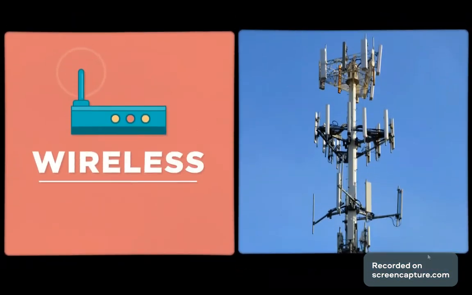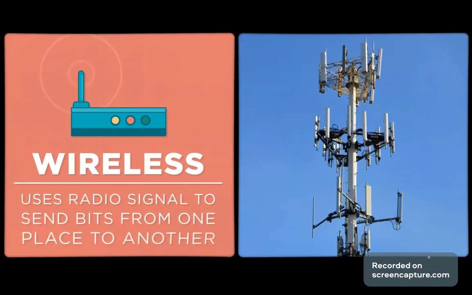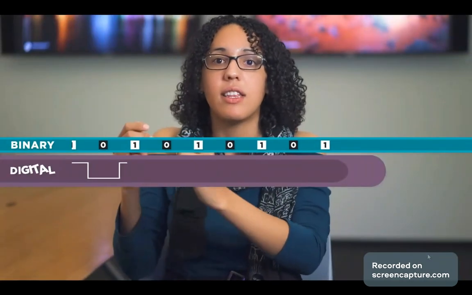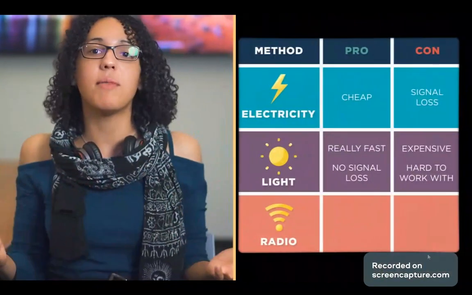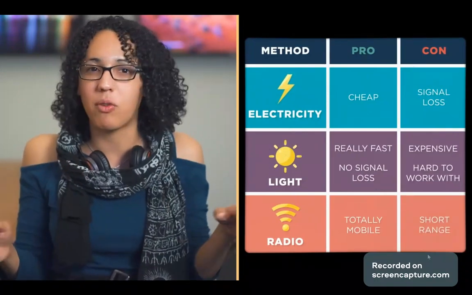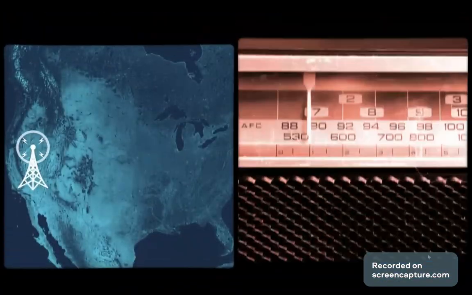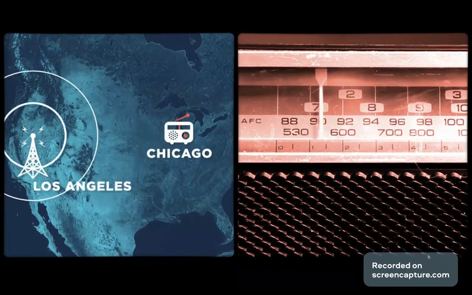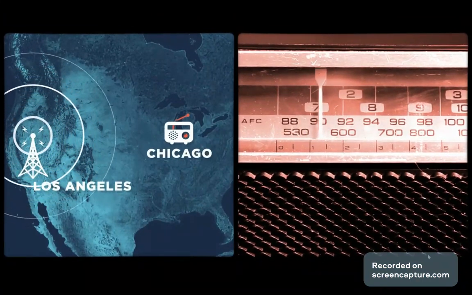Wireless bit sending machines typically use a radio signal to send bits from one place to another. The machines have to actually translate the ones and zeros into radio waves of different frequencies. The receiving machines reverse the process and convert it back into binary on your computer. So wireless has made our internet mobile, but a radio signal doesn't travel all that far before it completely gets garbled. This is why you can't really pick up a Los Angeles radio station in Chicago.